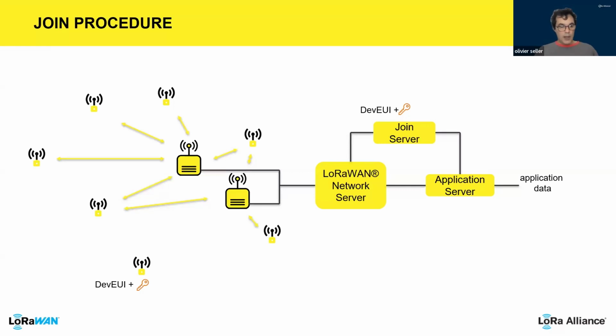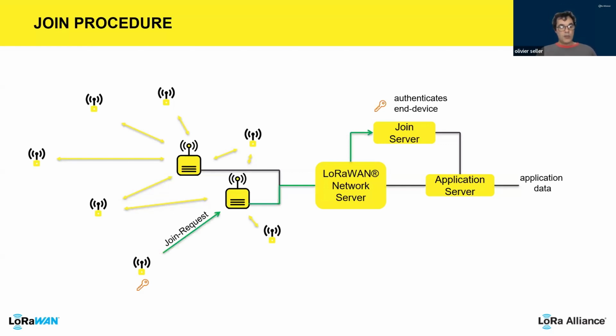And this identity is linked to a secret key, which is present in the device and also in the join server. So the join server really acts as a safe for identity-key pairs for all devices. So the join server knows the identity and the root key of each device that is in the network, or each device that may join the network. So the device wants to join the network. Only the join server and the device know this root key.